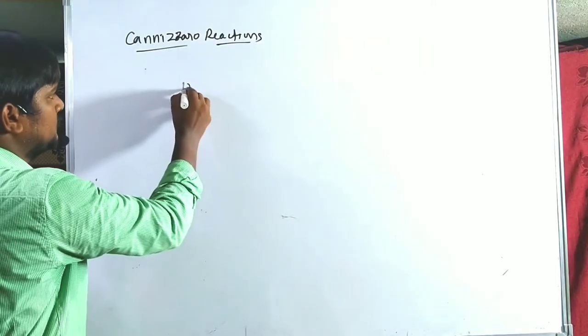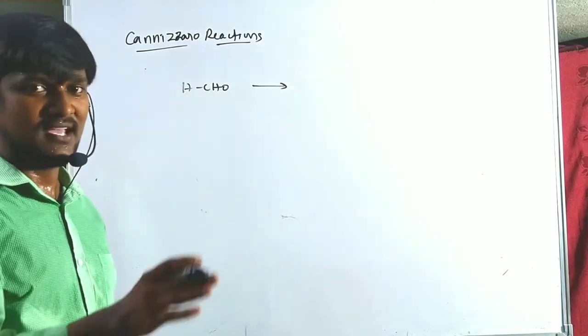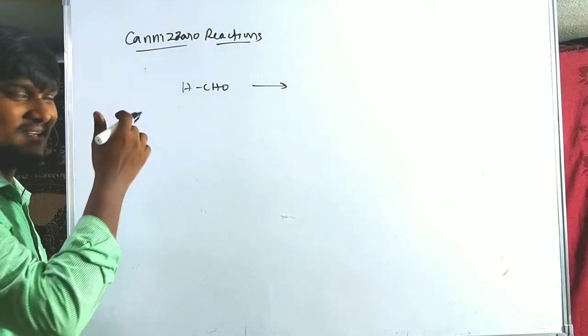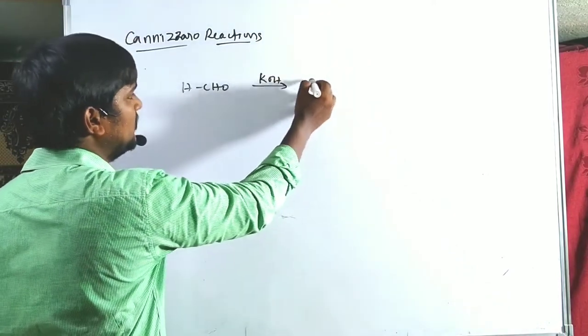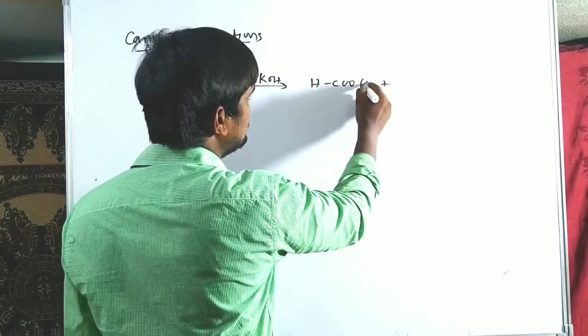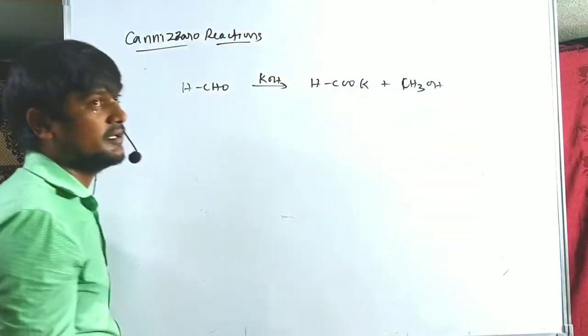Very useful. So the first one is formaldehyde, where only 1 mole is given. We assume it is 2 moles. In competitive exams, they don't give the 2 moles of formaldehyde, so we assume it is 2 moles. Here it forms the salt, like here potassium is used, the potassium salt, and then methanol.